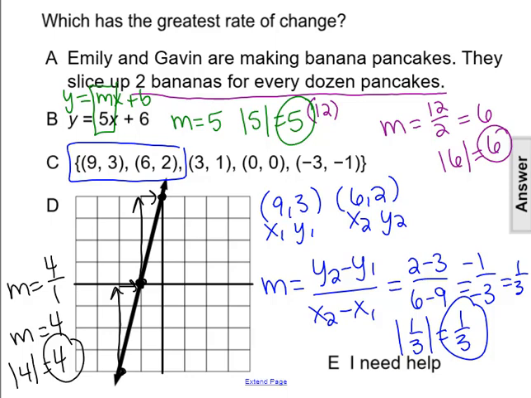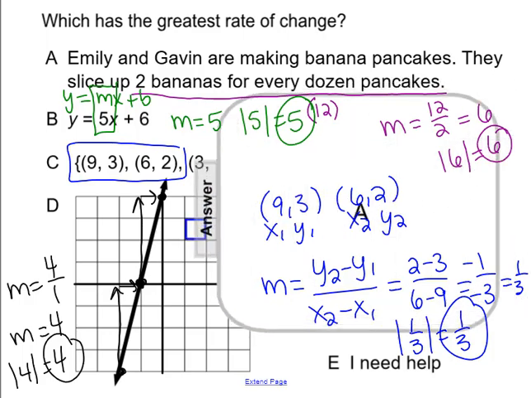So now that we've found the slope or rate of change of all 4 functions, let's compare their absolute values. We're comparing 6 to 5 to 1/3 to 4. And we can see the greatest is going to be 6, which is going to make our answer choice A.